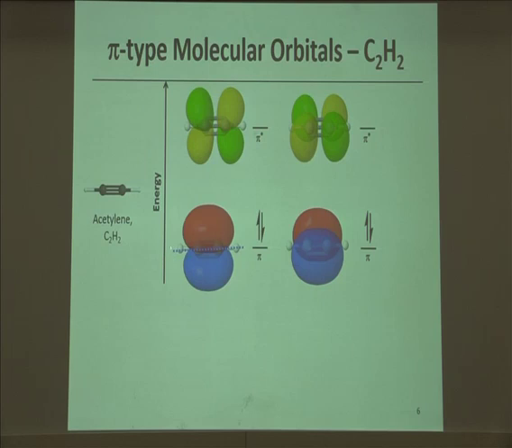They both share a nodal plane along the sigma bonding axis. They have the same symmetry. They both come from the same types of p orbitals on each carbon atom, and that's what makes them degenerate or equal in energy. There are four pi bonding electrons shared between the two carbon atoms, which is why both of these orbitals are occupied and depicted red-blue.